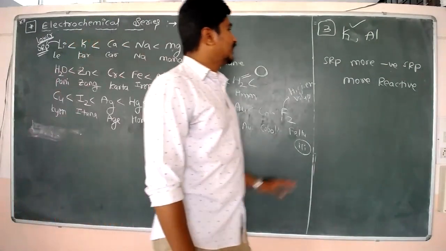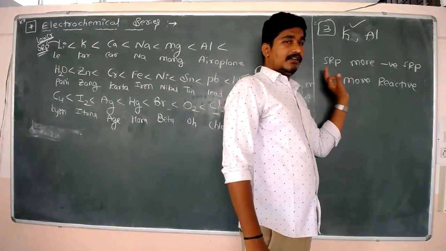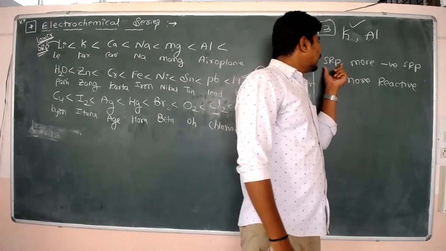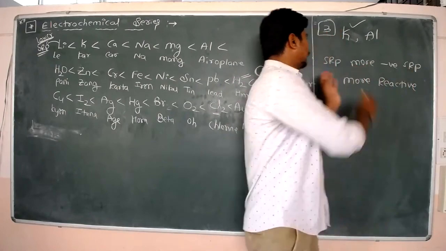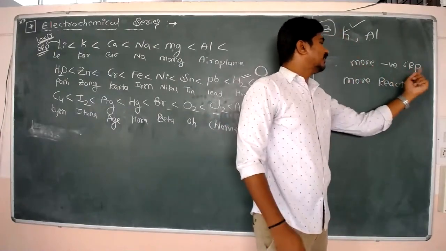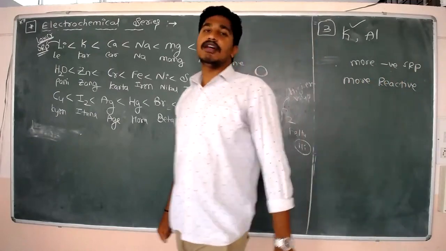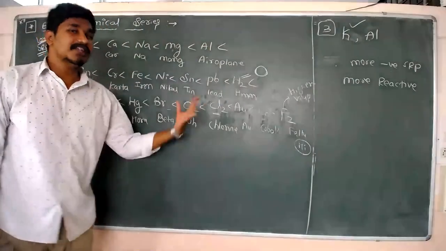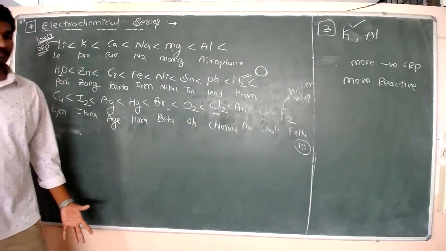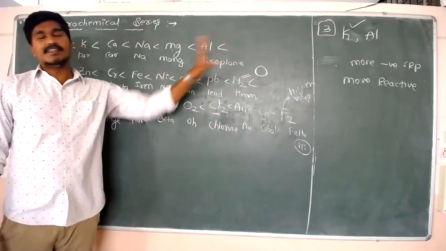That is the third thing, the SRP value. The one which has more negative SRP values has more reactivity. Reactivity also depends upon the SRP value. This one is the third thing.